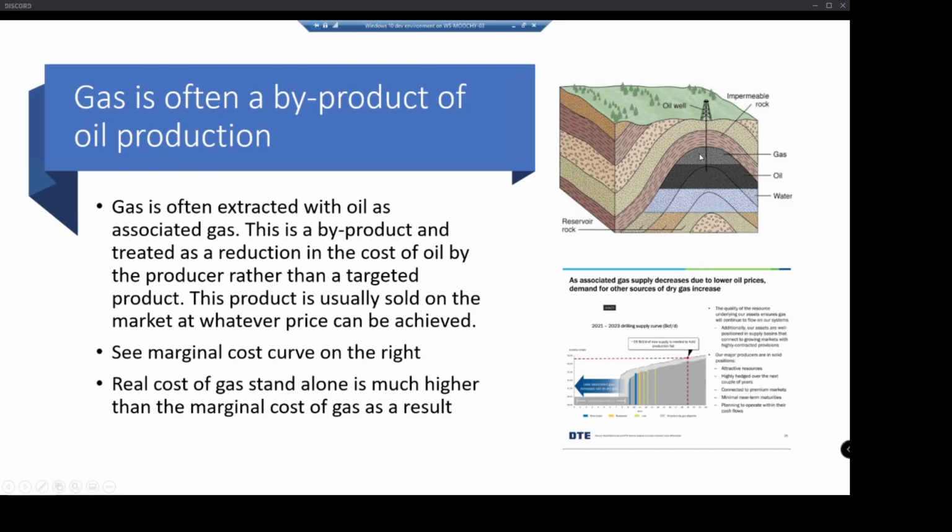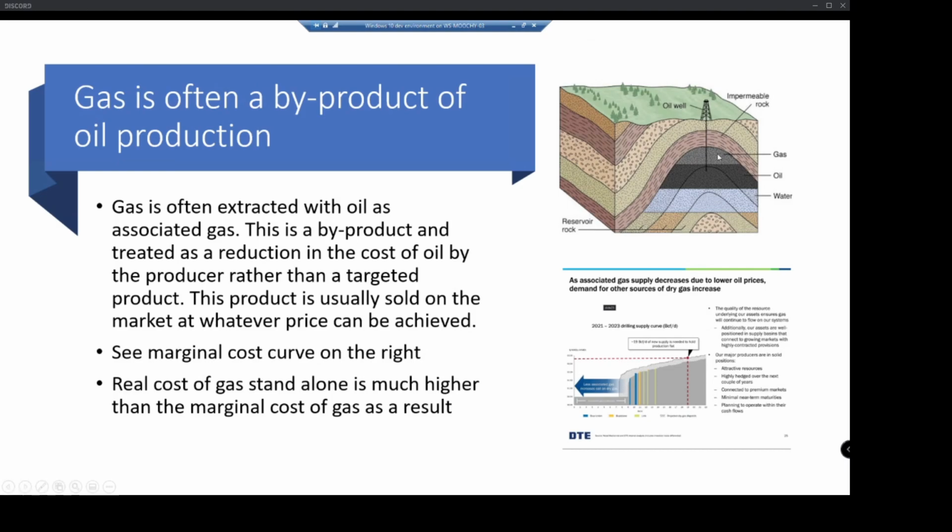The marginal cost of dry gas, i.e. where they're just targeting gas as their primary product, I don't know if you can see it here, but it's about $7 a MMBTU, millions of BTUs. But because the associated gas guys, i.e. the guys that are looking for oil and just dumping the gas on the market, actually trash the price of gas, this is all associated gas, which kind of screws all the guys that produce gas only.